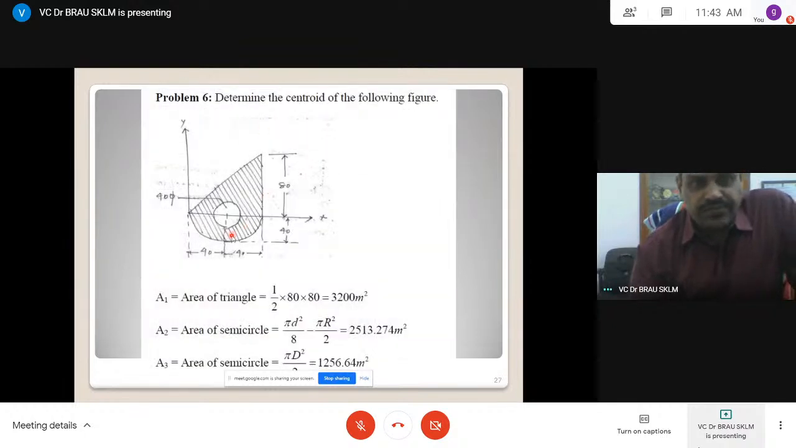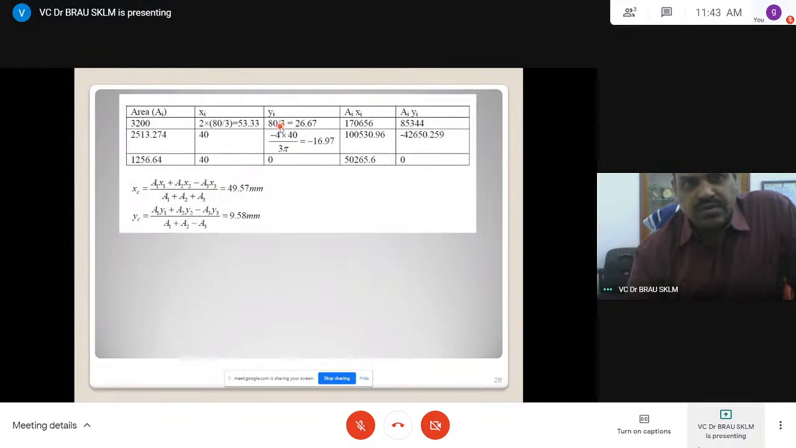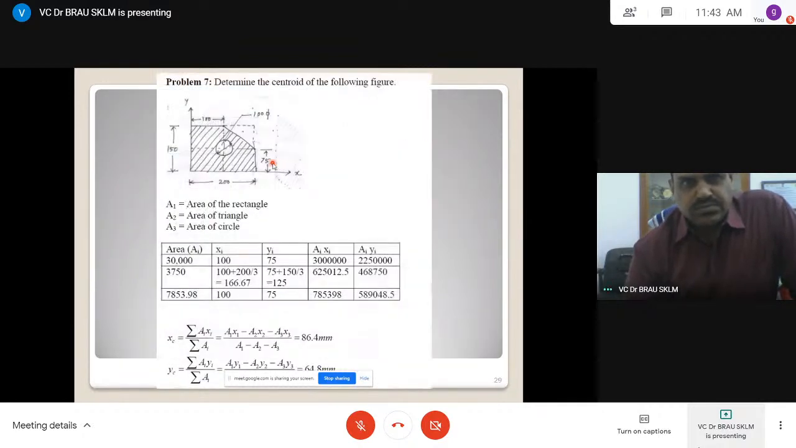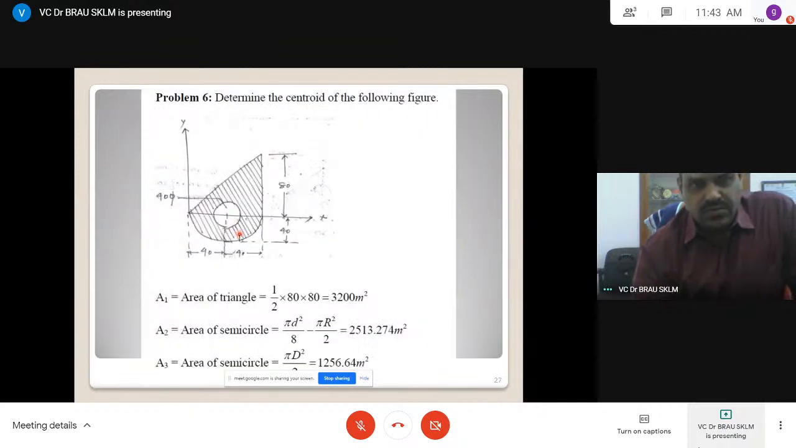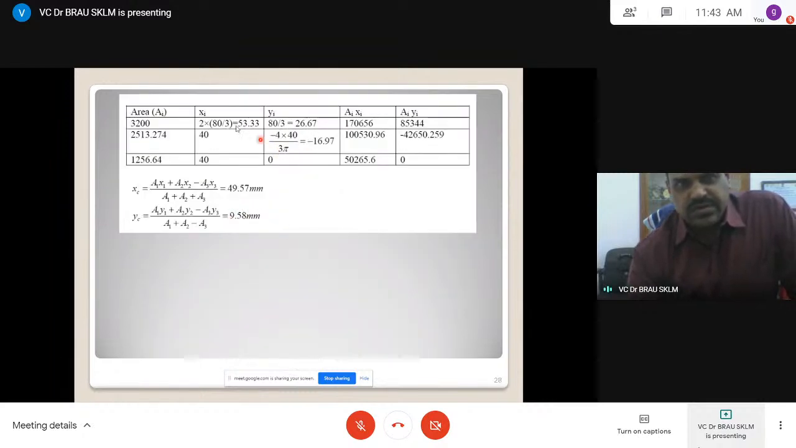Then go to the y. With reference to this it is h by 3, 80 by 3, and from this 4r by 3 pi. For this r is 40, for this r is 20. H by 3, 4r by 3 pi, because we have to subtract. For the third one along the same it is 0. Now x coordinates and y coordinates are given.